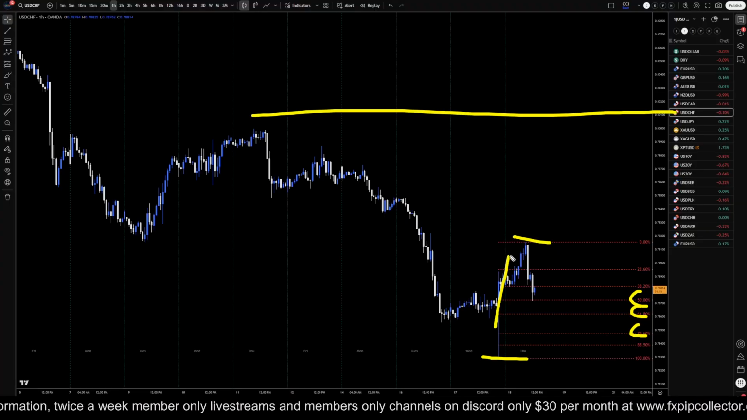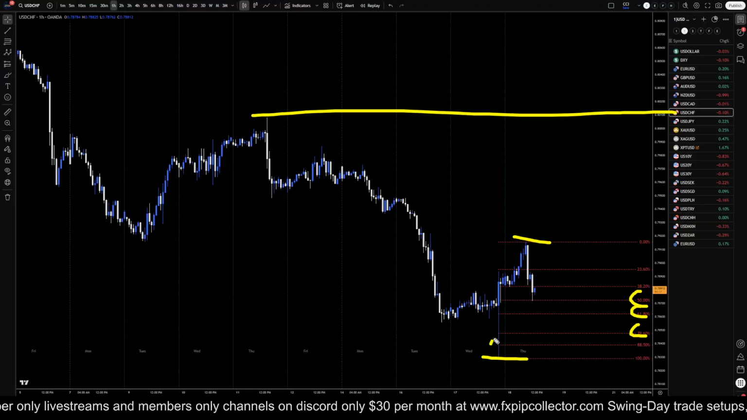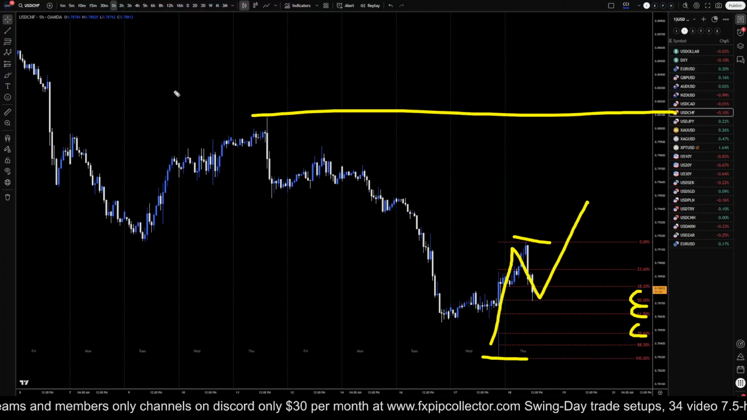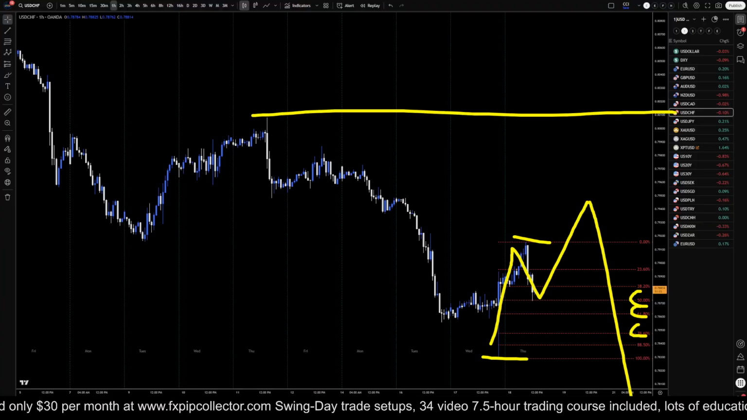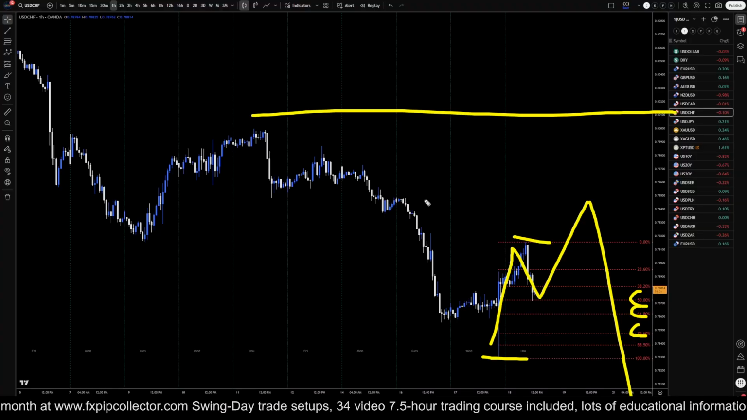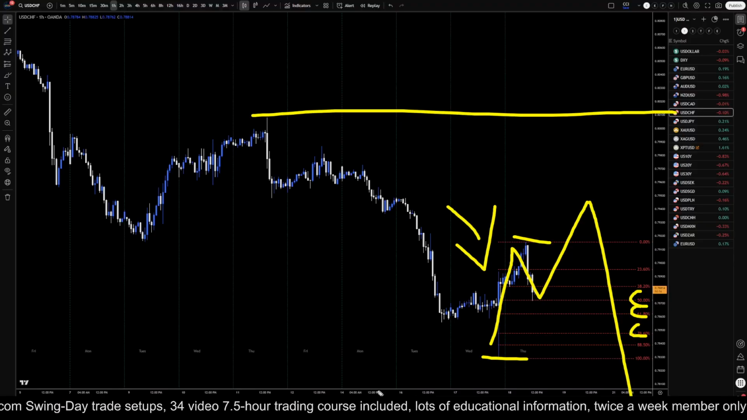Then I would expect to either see a 1, 2, 3, which would break structure, or I would expect to see an ABC, which would go to that 4 hour time frame Fibonacci level and then continue back down. So if we pay attention to our fib levels, pay attention to our structure, we hopefully will be able to tell whether this right here is a significant bottom in the market or not.